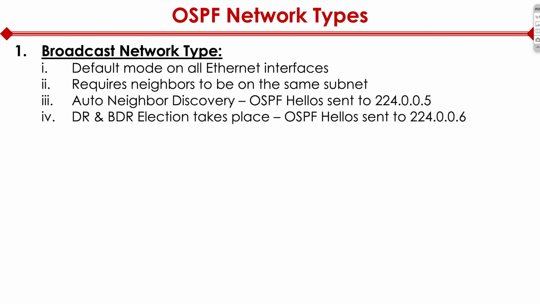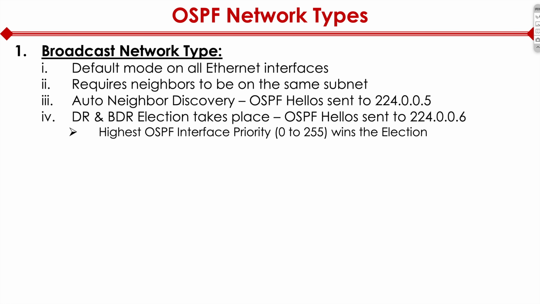DR and BDR election takes place in broadcast. And when we have DR and BDR, then those hellos are sent to 224.0.0.6. And we'll talk about that in a moment as well when I go deeper into the DR BDR process. Couple of things to keep in mind. Highest OSPF interface priority wins the election. By default, all the interfaces have a priority of 1. So because interface priority is always the same, router ID ends up becoming the tiebreaker.